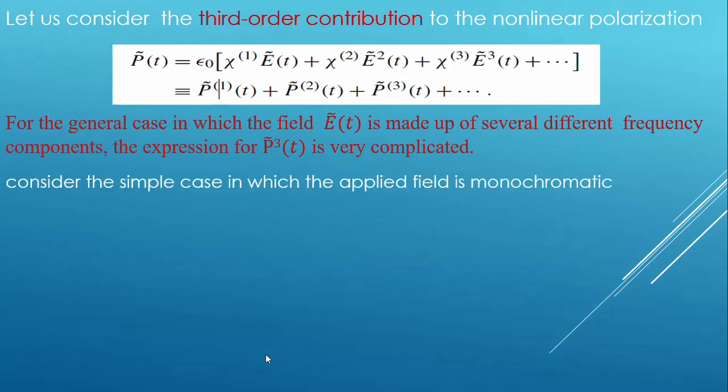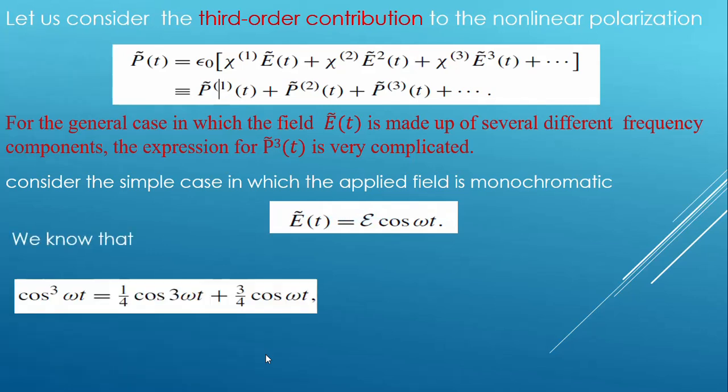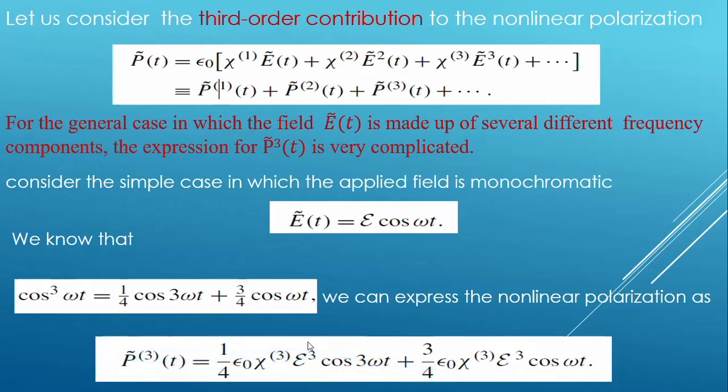Consider the simple case in which the applied field is monochromatic, that is, E of t is equal to E cos omega t as in the previous case. We also know that cos cube omega t is equal to 1 by 4 cos 3 omega t plus 3 by 4 cos omega t. We will substitute this, so we can express the nonlinear polarization as P3 of t, the third part on the right-hand side.